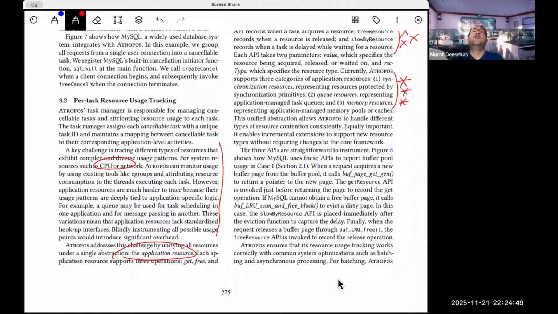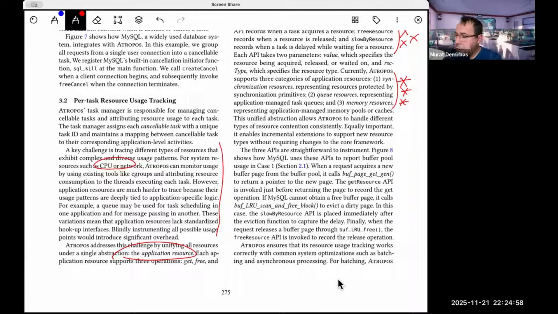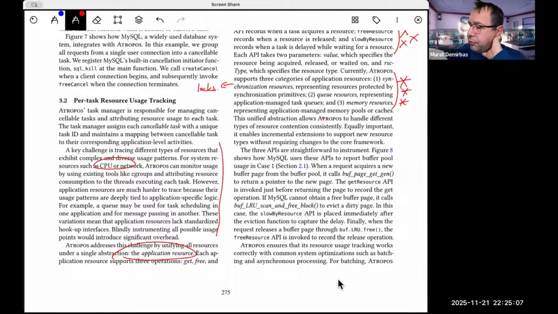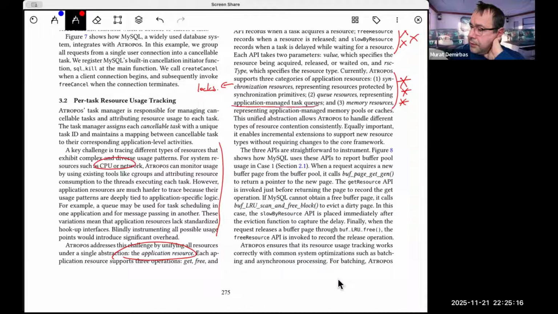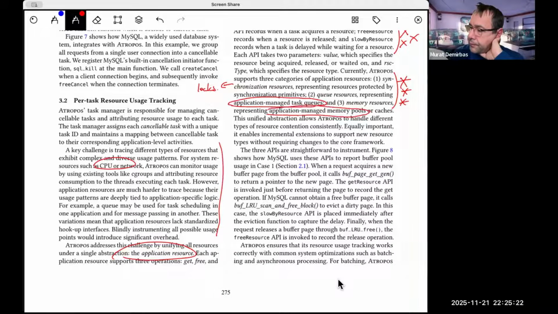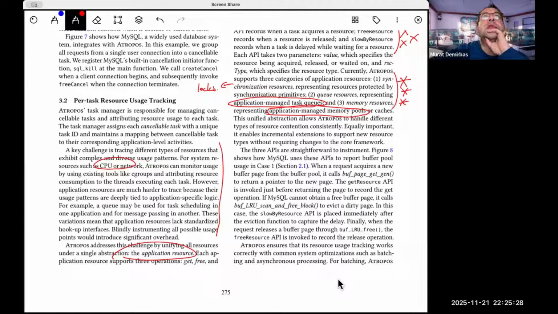Does the network fall under synchronization resources? No, they're talking about locks. So synchronization resources are locks, mutexes. How about queue resources? Does the network fall under queue resources? It's application managed task queues, right? And memory is application managed memory pools or caches, right? So not OS managed, yeah, application managed. Interesting. So no CPU or network or anything.